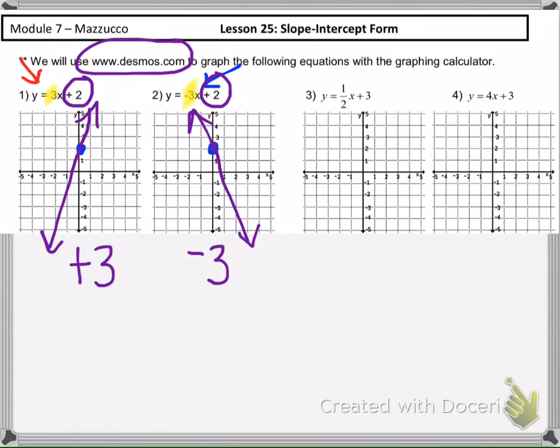Okay, so now we're going to go ahead and graph y equals 1/2 x plus 3. So we're going to put this in the graphing calculator, but for right now we should suspect that it's going to cross here at 3, and because this number here is positive, it should go up. So let's go ahead and see what it looks like on the graphing tool.